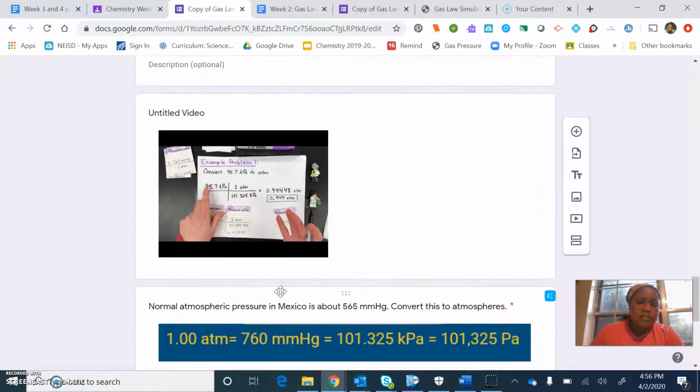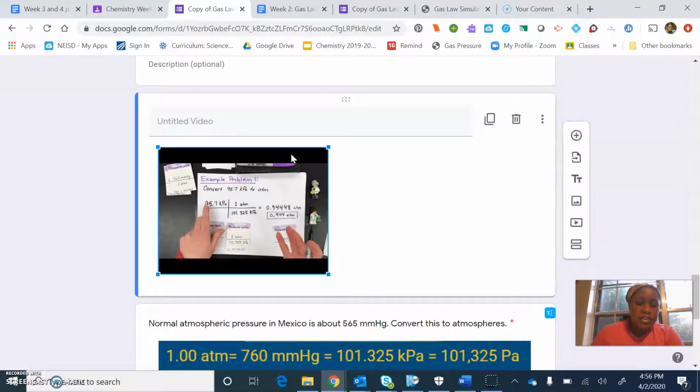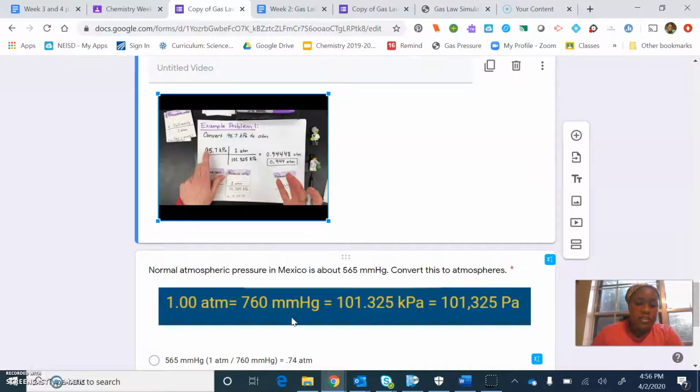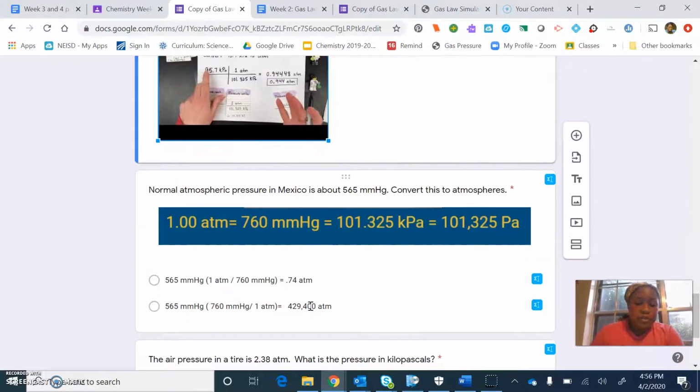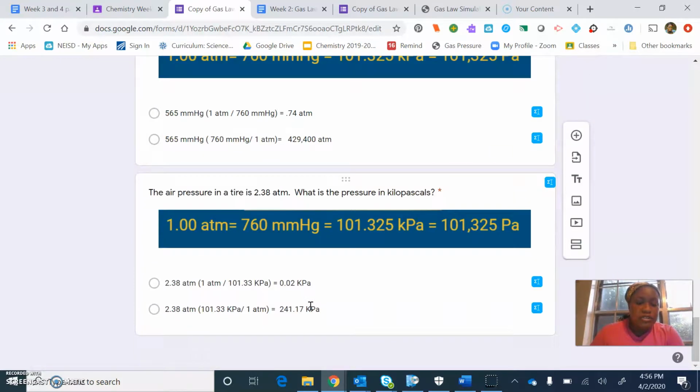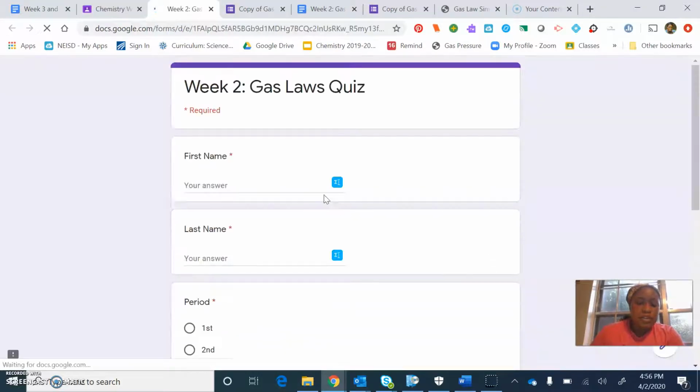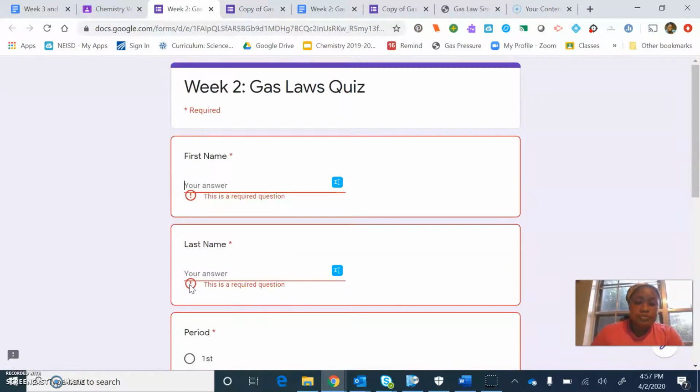Then you also have a converting pressure one. I put another link to a YouTube video that shows you how to convert pressure. And these are what we call our units, our standards that we use to convert pressure. So they're all right here at your disposal. And then finally, the Week 2 Gas Laws Quiz. So it's only 3 questions.